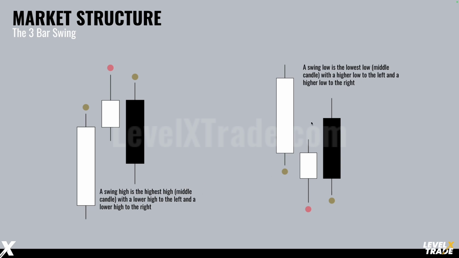The opposite is true for a swing low. A swing low is the lowest low, the middle candle, with a higher low right here to the left and a higher low to the right. Same example, you see that this candle made the lowest low, and then this one came and didn't break it, invalidating this high and this low, but it continued to go higher, breaking the highest point of this candle.